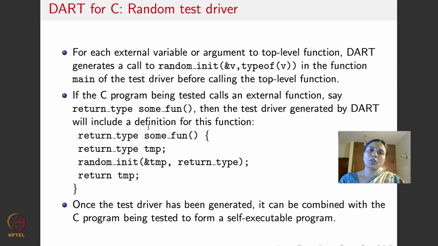Now let's go back to the test driver. So for each external variable argument to the top level function, Dart generates a call to the random init function in the main test driver before calling the top level function. That's the part that we saw till now.